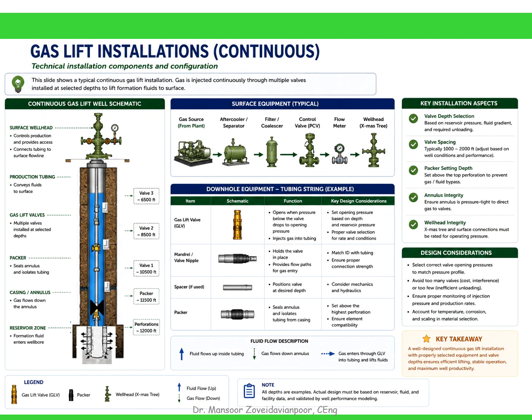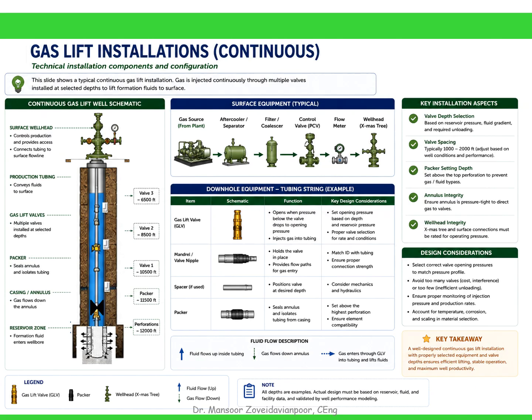This slide shows a typical continuous gas lift installation and how all the components work together inside the well. Let's start at the surface. High-pressure gas from the compressor enters the wellhead and is directed into the casing annulus, which is the space between the casing and tubing. The gas then travels downward through the annulus until it reaches a gas lift valve.